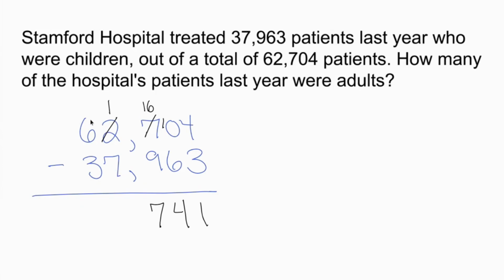1 minus 7, can't do it. Borrow from 6, make you a 5, you become 11. 11 minus 7 is 4, and 5 minus 3 is 2. So we end up with 24,741. So we need to answer this using words.